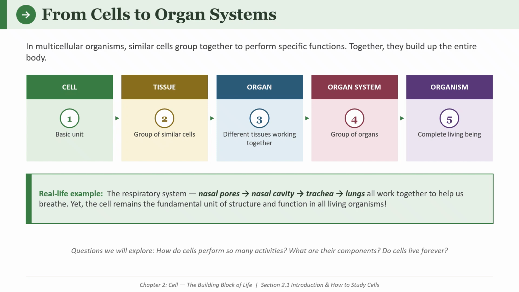So what happens in the respiratory system? Through the nasal pores, the air goes to the nasal cavity, from there it goes to the trachea, and from there to the lungs. All these work together and help us in the breathing process. So the cell remains the fundamental unit of structure and function in all living organisms. These are very important, children. You'll get some questions from this part also.